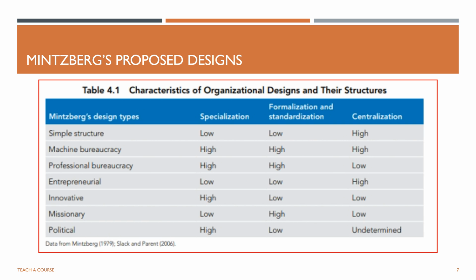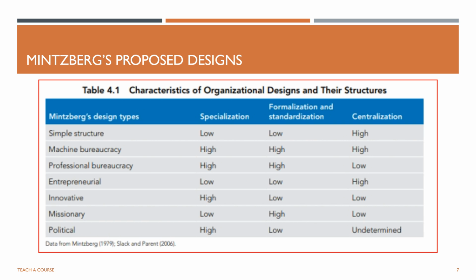The simple structure is typically a suitable design for small organizations that have only two parts: top management and the technical core. Simple structures are characterized by low levels of specialization and standardization and high levels of centralization. A small sports club that operates at the local level might have a simple structure. The machine bureaucracy is appropriate for sporting goods manufacturers that have high levels of specialization, standardization, and centralization.